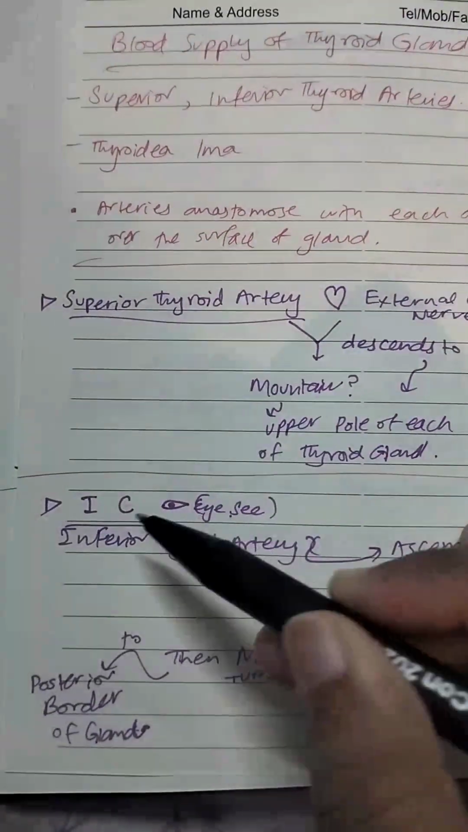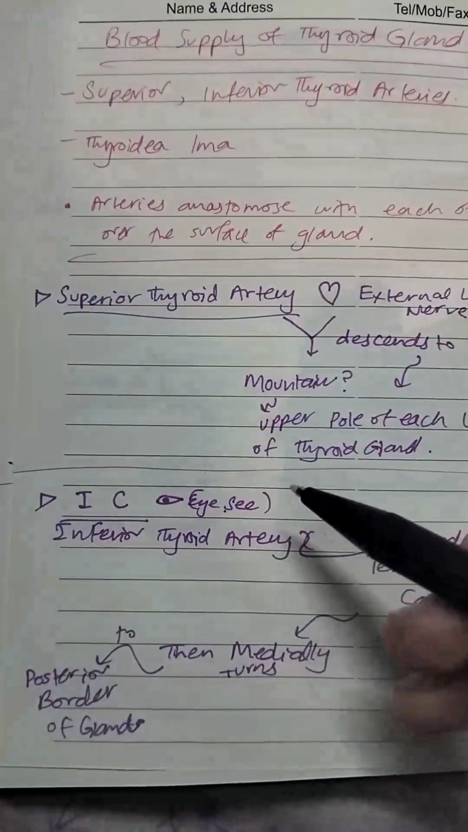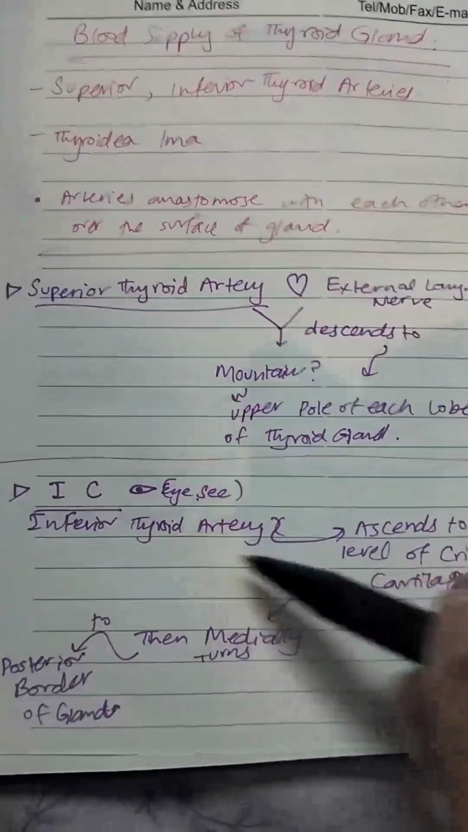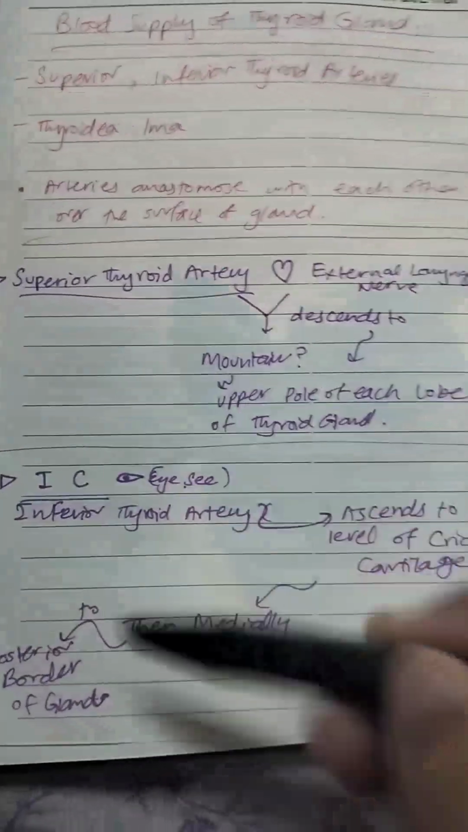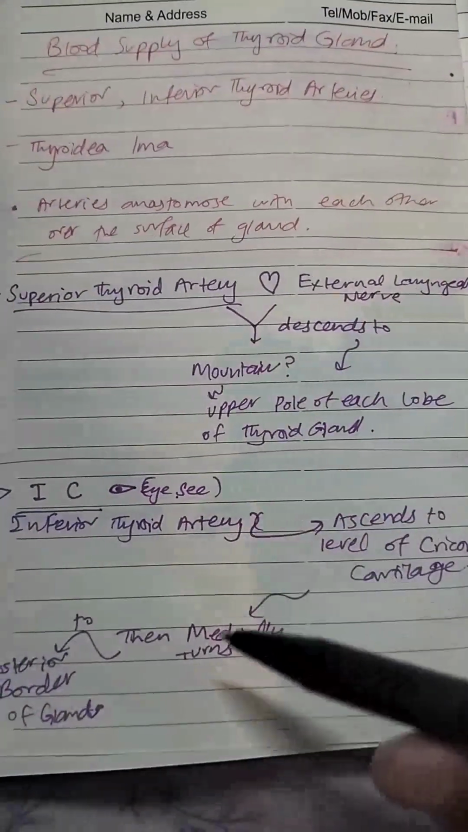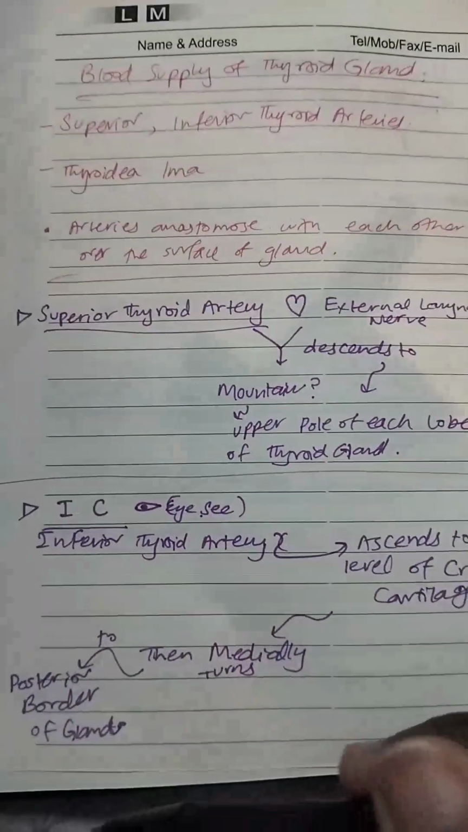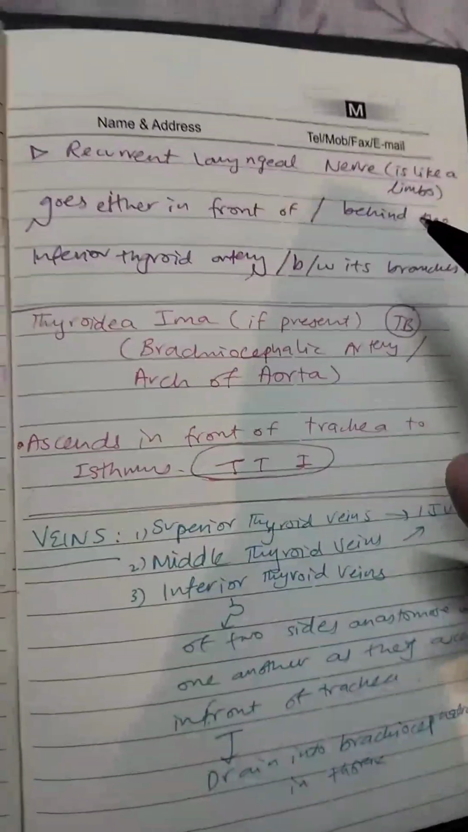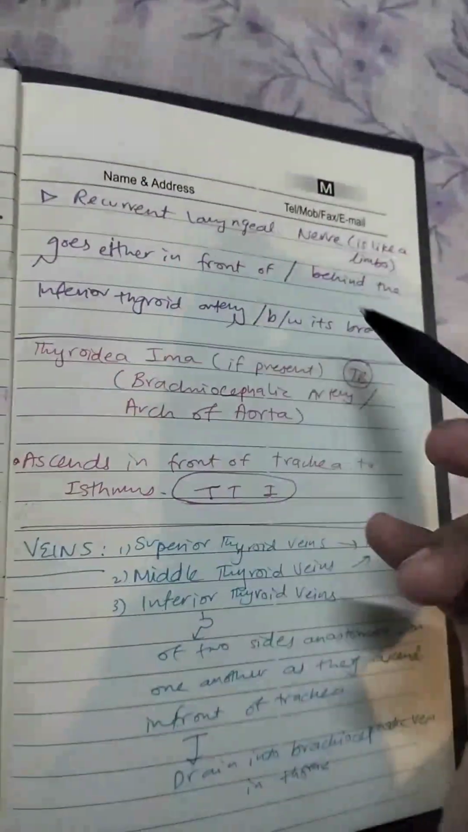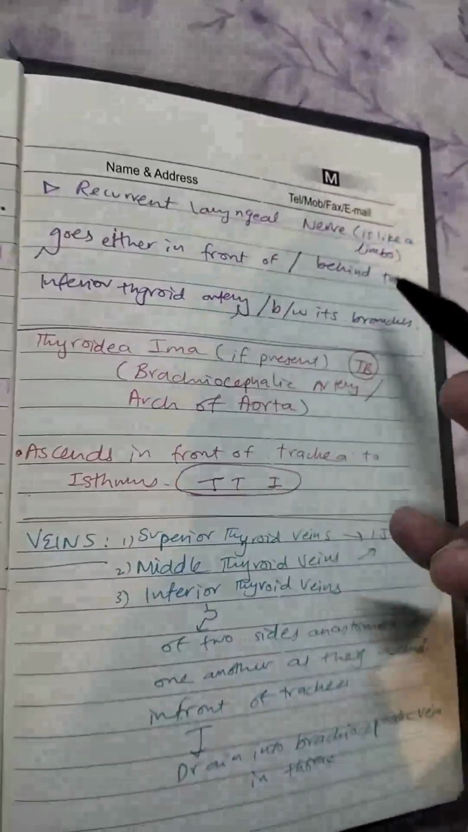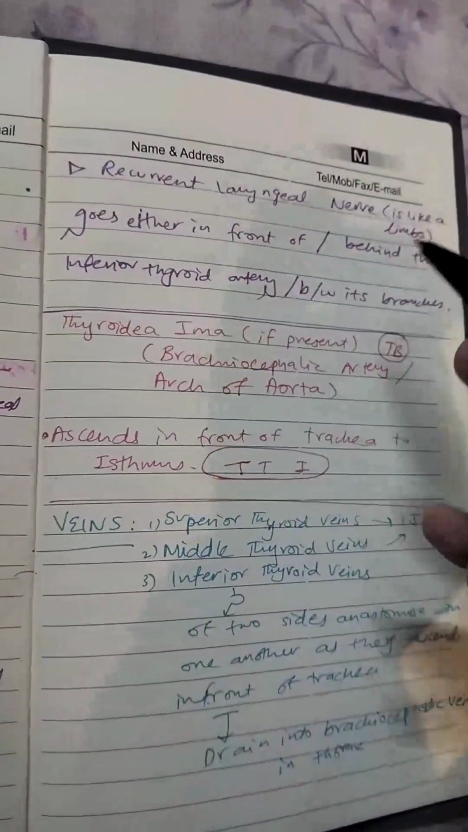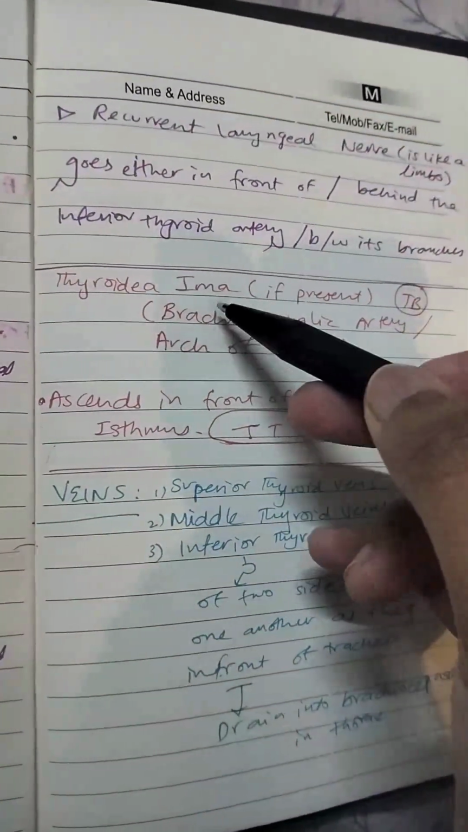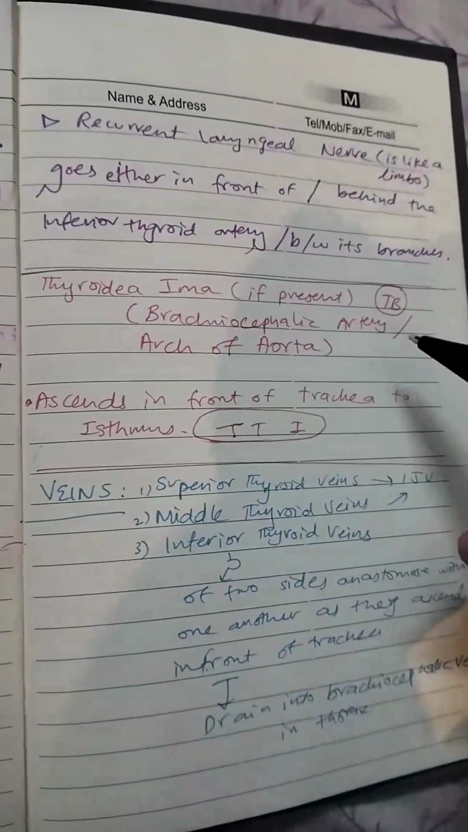So when we talk about the inferior thyroid artery, I want you to remember IC, which is the inferior thyroid artery is going to ascend to the level of the cricoid cartilage. And then it is going to turn medially to reach the posterior border of the gland. The recurrent laryngeal nerve is like a limbo, like it does not know where to go. So it is either in front of or behind the inferior thyroid artery or between the branches of the inferior thyroid artery.